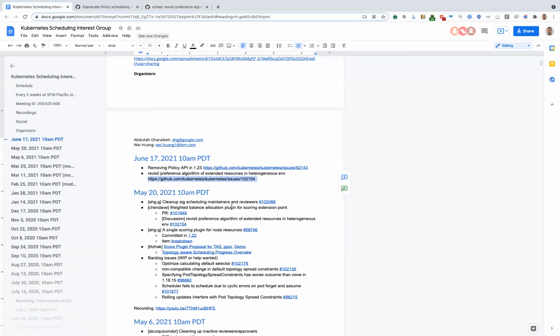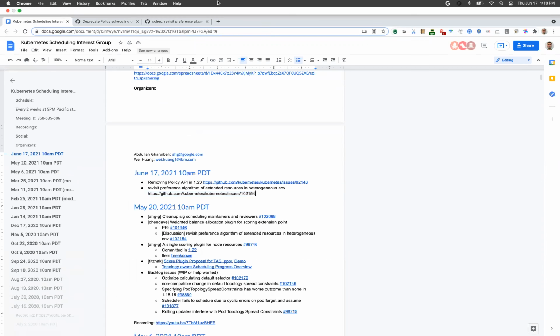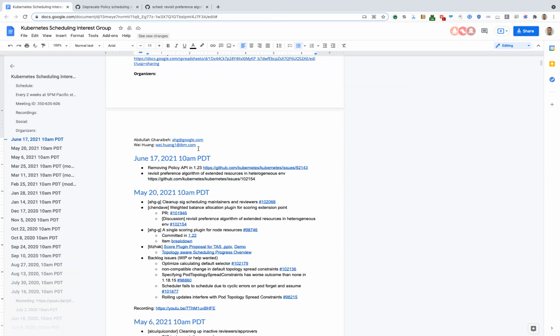Okay, so that's the only two agenda items we have. Does anybody have any questions or topics they want to discuss? We have 10 more minutes for this meeting.